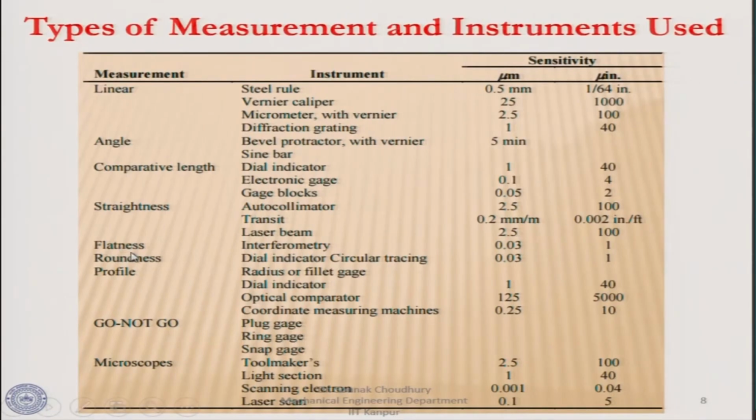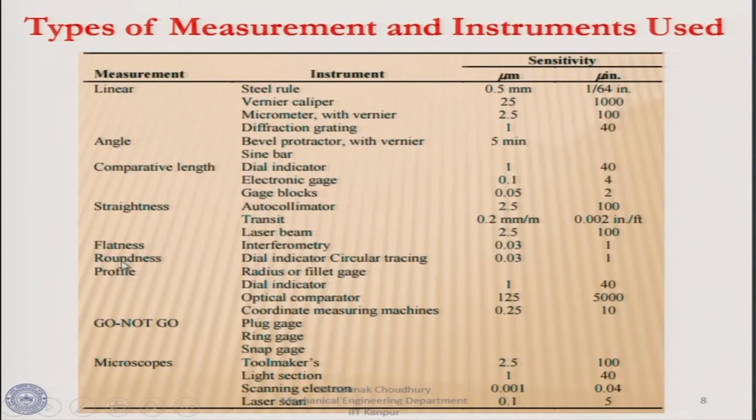Now, flatness is measured by interferometry, and here are the values of the sensitivity in micron. Where it is not written as micron, it will be written as millimeter per meter. Now, we are talking about the transit per meter of the length, here for example.